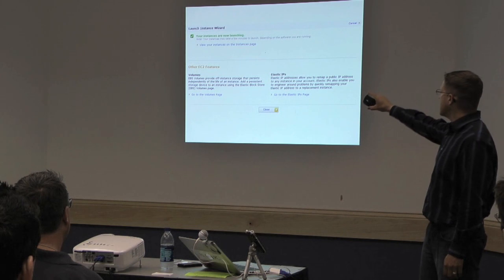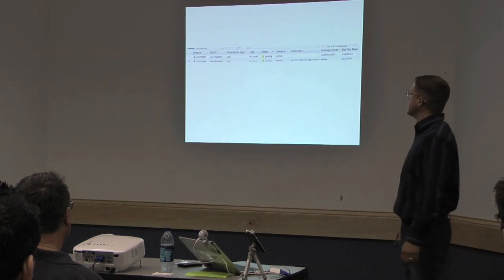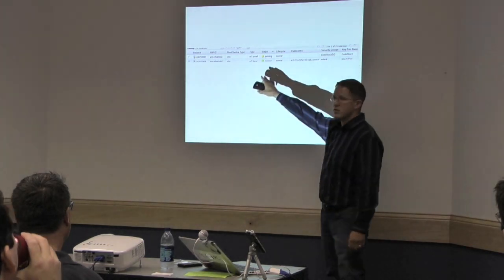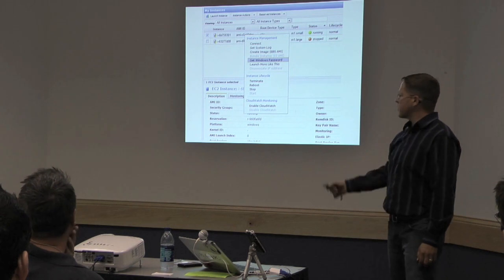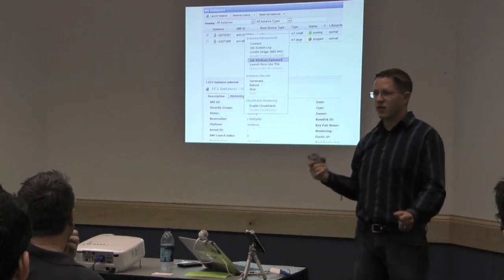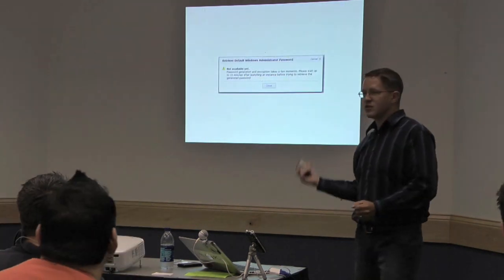If you click the View Instances page, you get something like this, and it'll say pending. So this is the instance I just started. It's all good. Now, if you right-click on it and say Get Windows Password, this is the great thing. You're like, okay, I'm ready to go. It says it's running. If you do it too fast, you'll get this.